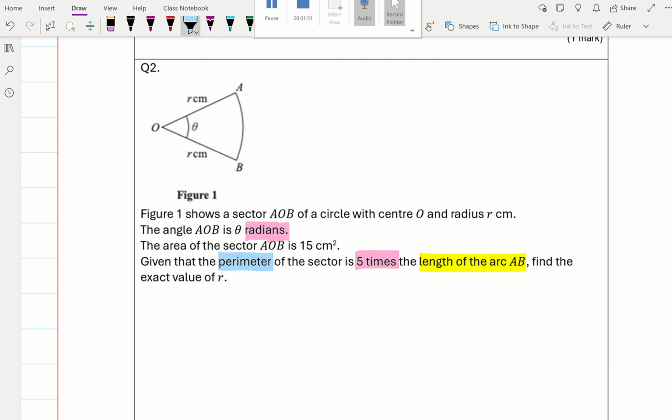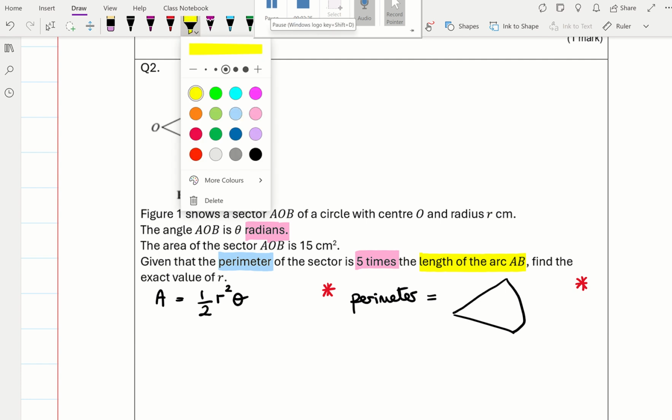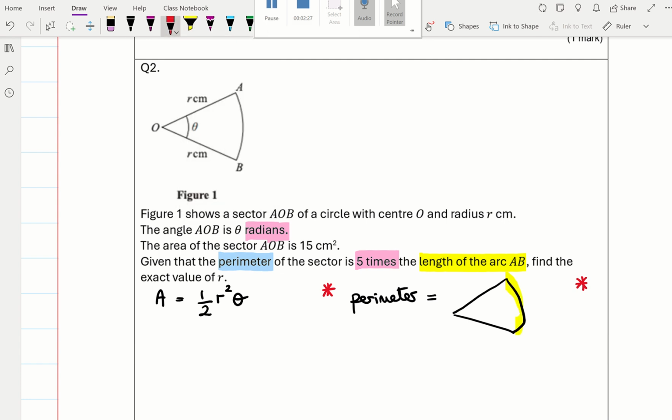Now, a lot of these formulas, if not all of these formulas, will be in your formula sheet. So we've got a few things here. Area is half times radius squared times theta. And the perimeter, which you will not find because it's a combination of two things, not a formula on its own. The perimeter is basically the arc length. And the arc length you will find in your formulas.